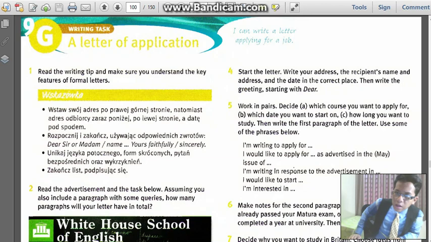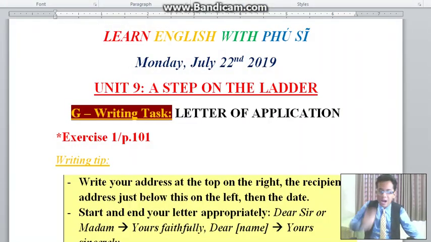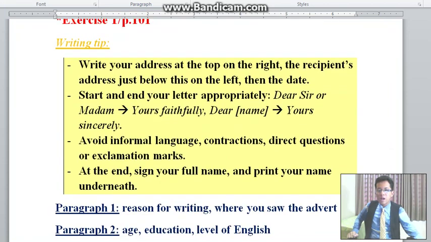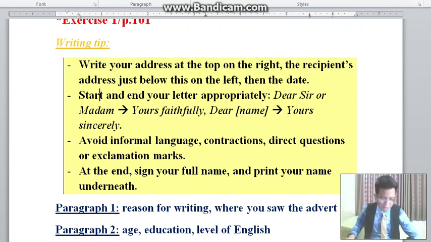So, folks, let's now get to exercise number 1 real quick. They say we need to read a writing tip and make sure that you understand the key features of a formal letter. So we're gonna read a little bit about the writing tip. It is right over here. On the screen it is a Russian version of the book. So it's all about reading in Russia.